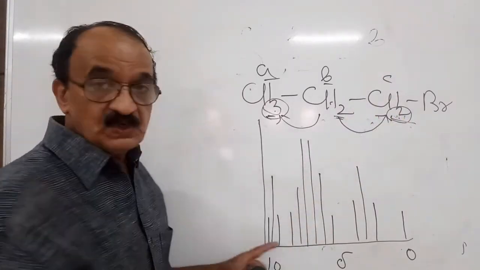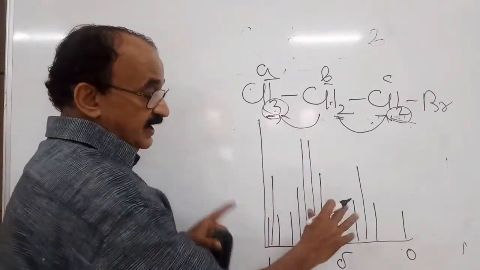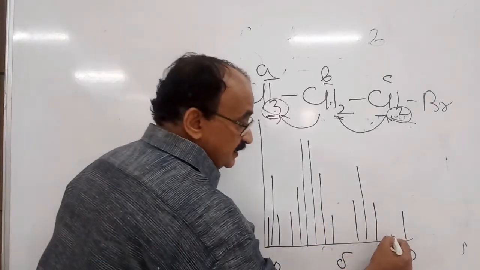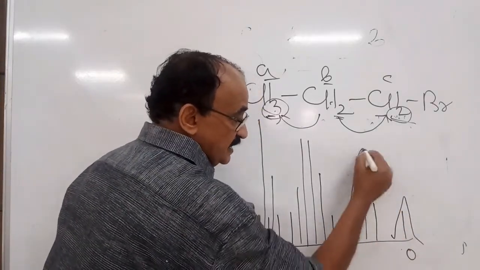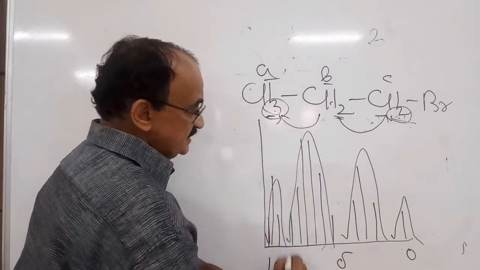So this is the appearance of the compound. This is the NMR spectrum of the compound under high resolution. So earlier this was the signal. This was the signal due to A set. This was the signal due to B set. This was the signal due to C set.